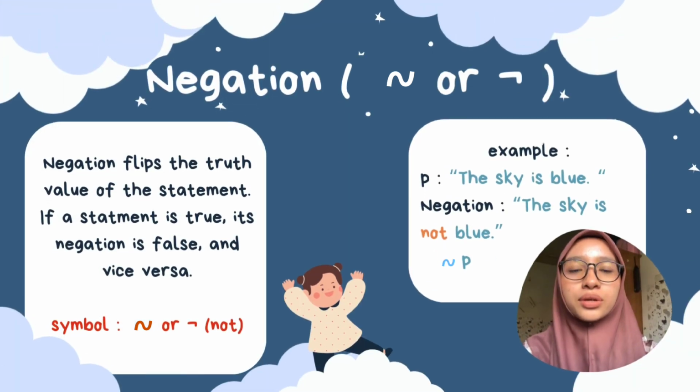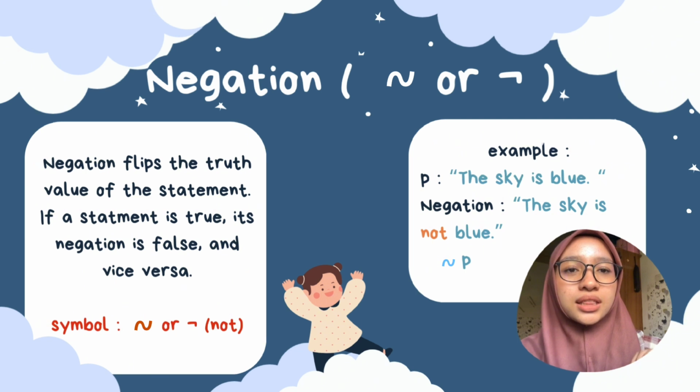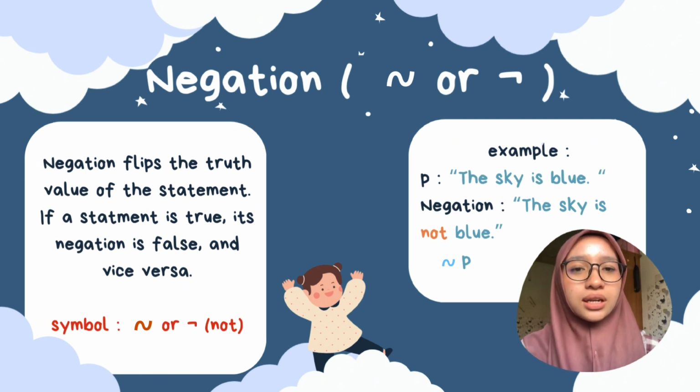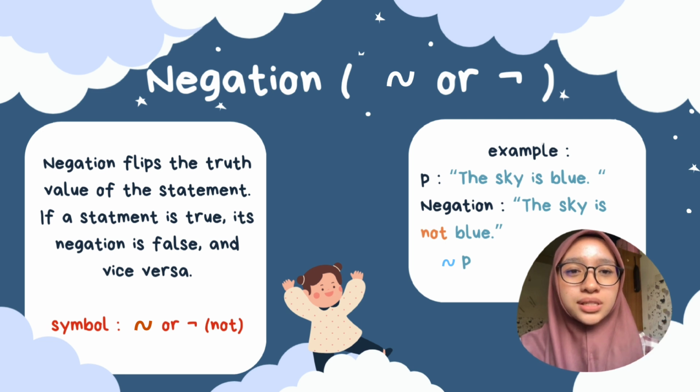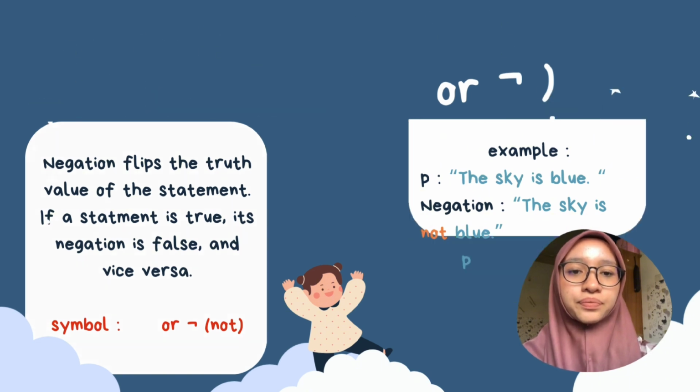So let's look at an example. For P, the sky is blue, and the negation is the sky is not blue. Negation is powerful because it allows us to express the opposite of what's being stated. For instance, if you're given a statement like it is raining, the negation would be it is not raining. Similarly, if a statement says I am happy, its negation would be I am not happy.